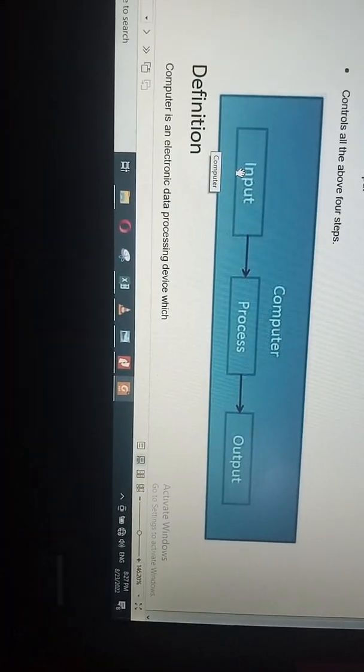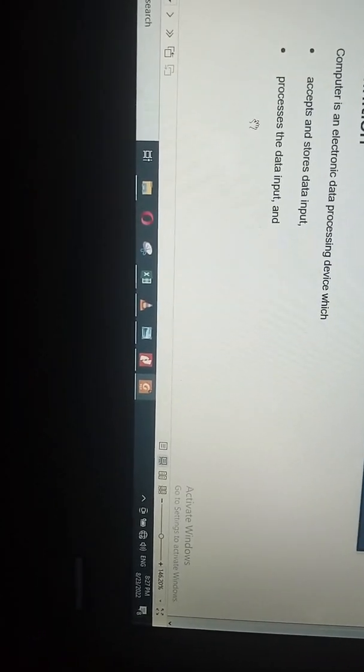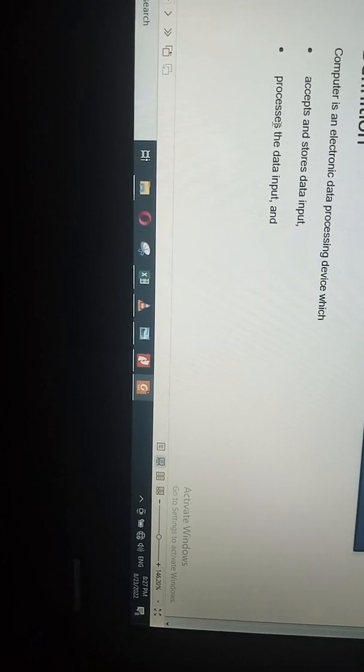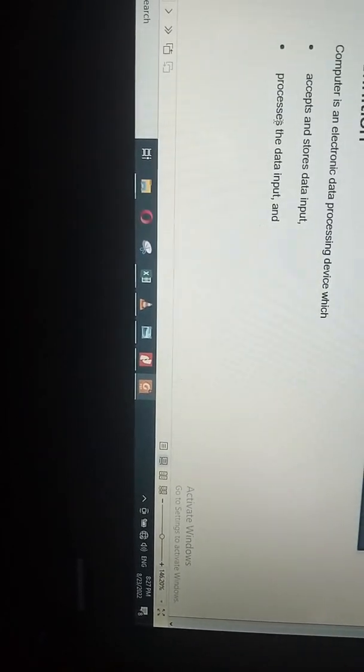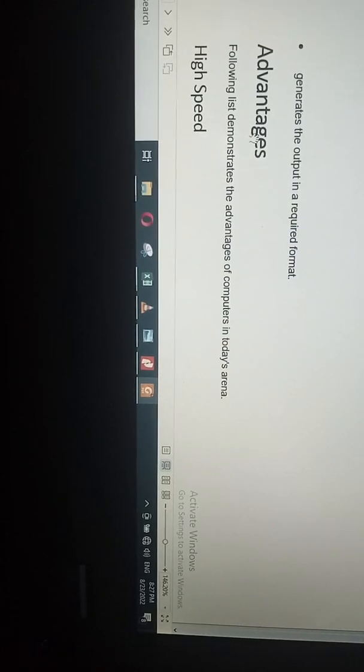So that is that with the definition of the computer. So we want to say that a computer is an electronic data processing device which accepts and stores data input, processes the data input, and generates the output in a required format.